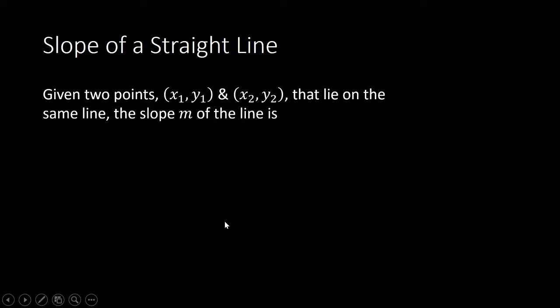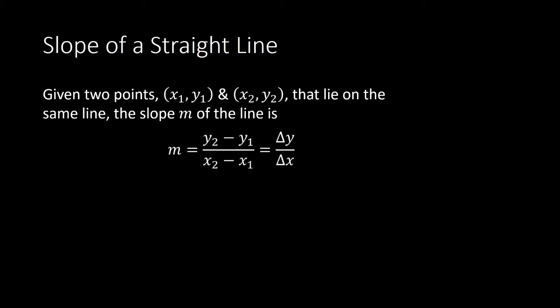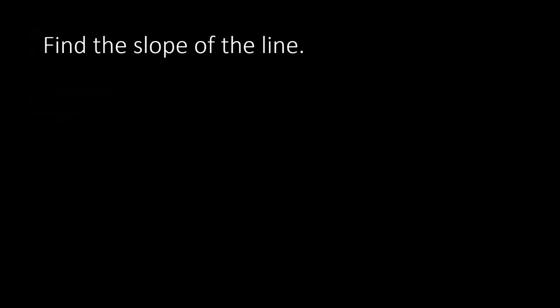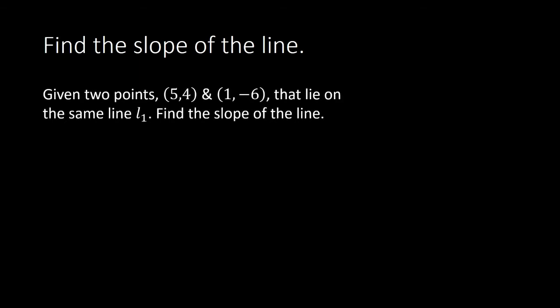Given 2 points with coordinates x sub 1 and y sub 1, x sub 2 and y sub 2 that lie on the same line, the slope m of the line is given by this: change in y over change in x. Find the slope of the line. Given 2 points with coordinates 5 and 4, 1 and negative 6, that lie on the same line L1, find the slope of the line.